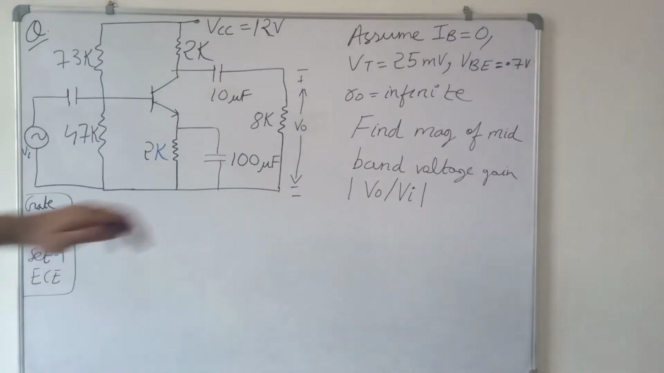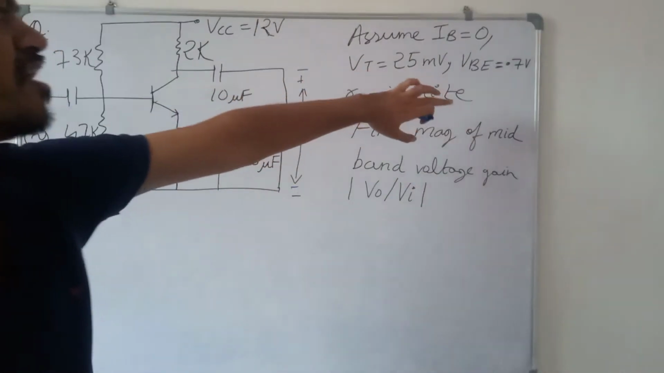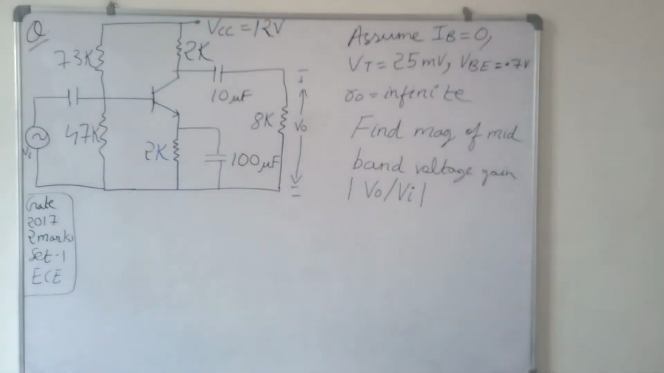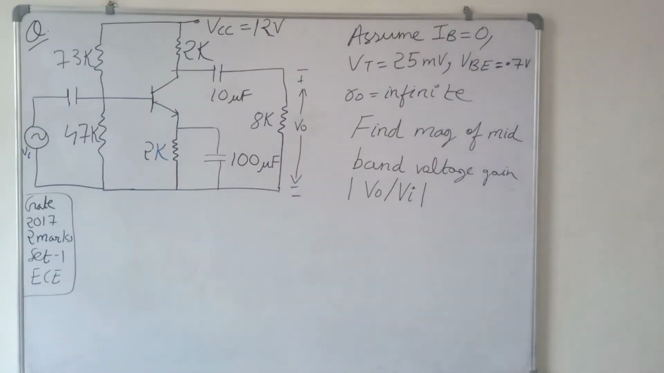So we are given that IB equal to 0, VT is 25 millivolt, VBE is 0.7 volt, r0 is infinite. So we have to find the magnitude of mid-band voltage gain. Mid-band voltage gain obviously means that this is an amplifier, so the transistor is in active region.